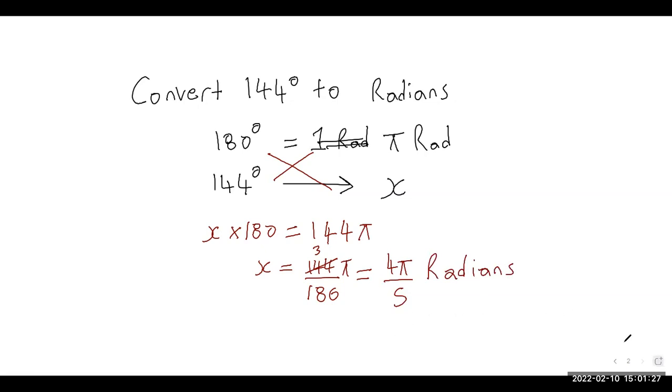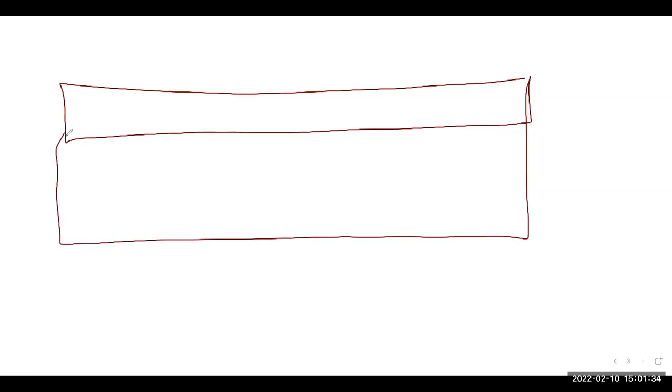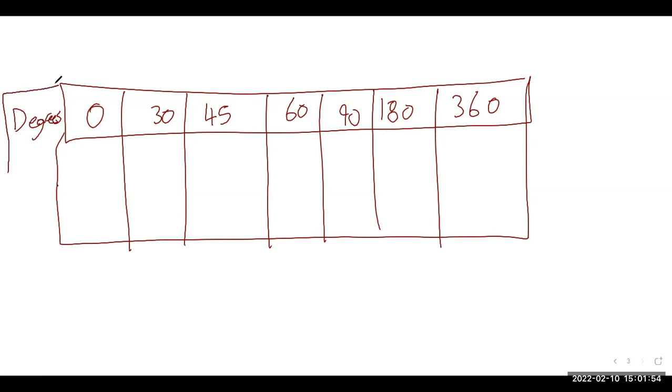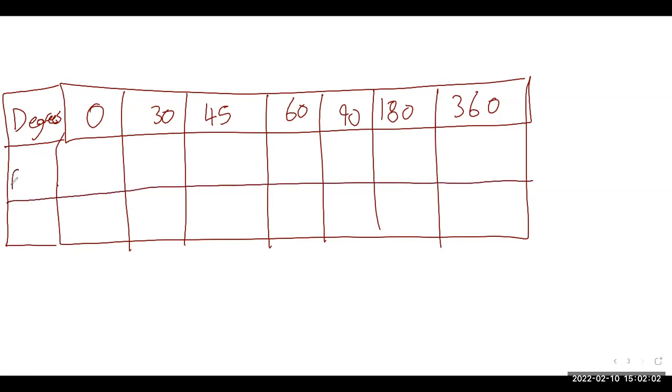So in general, Jamie, the basic measurements that we typically need to remember are 0, 30, 45, 60, 90, 180, and 360. No longer are they going to give us an equation to solve and ask for the answer in degrees. Well, they can, but they rarely do it. Typically, they're going to ask you for it in radians.